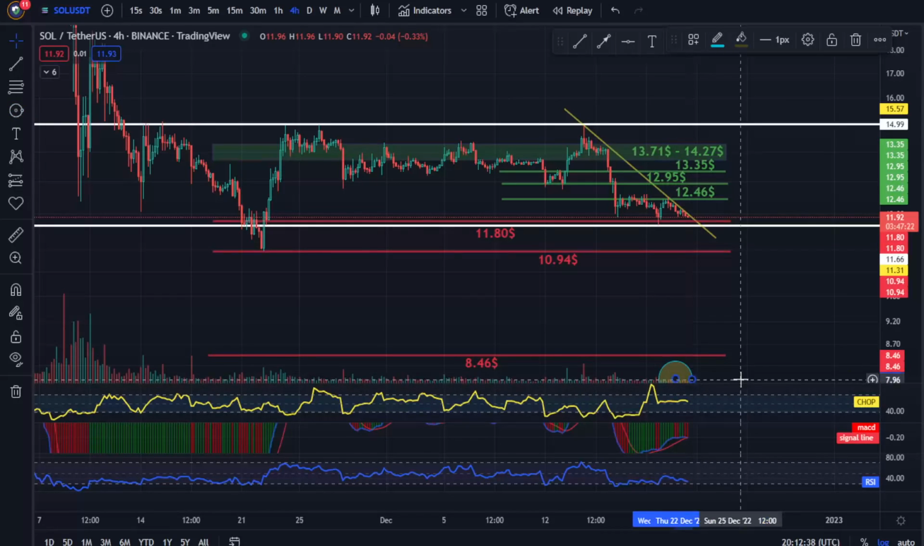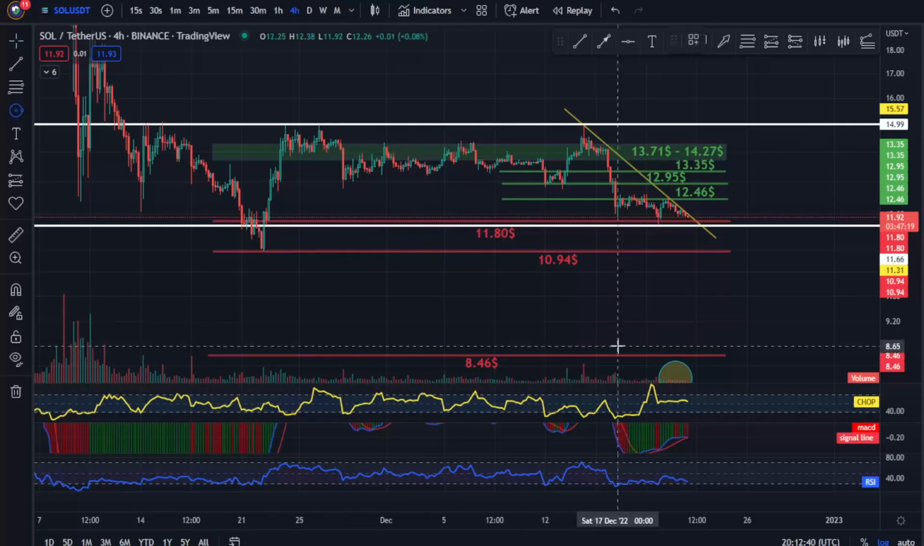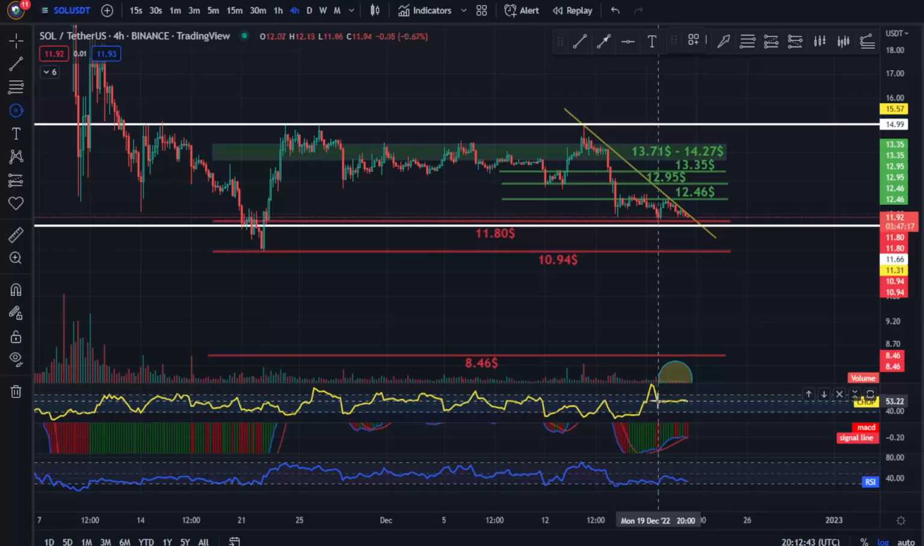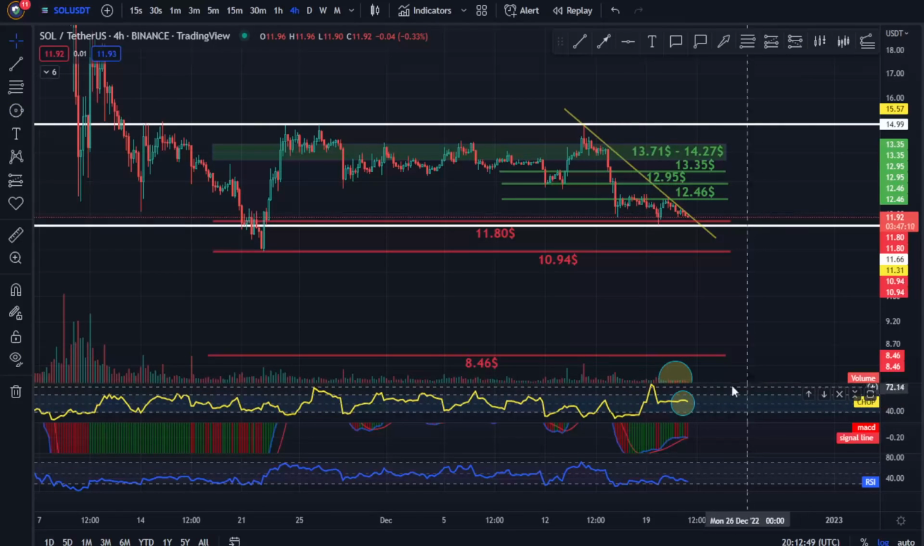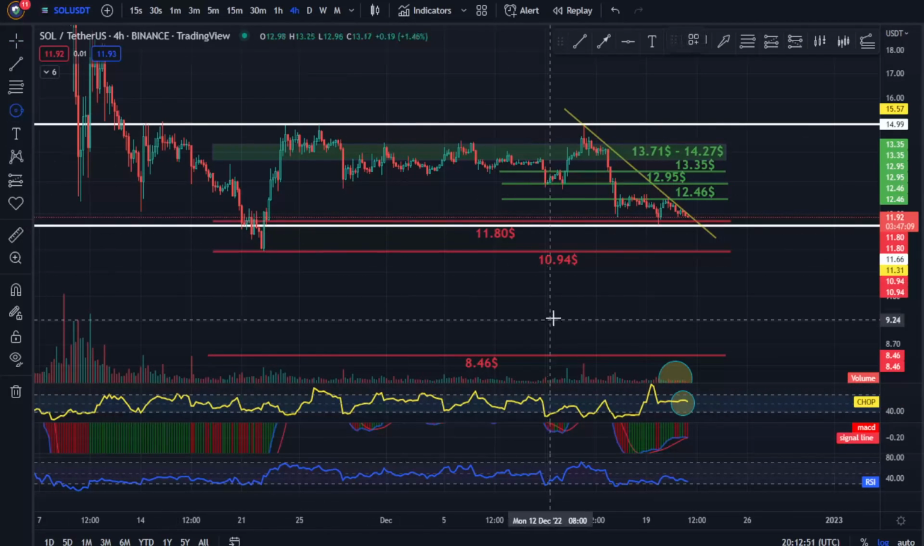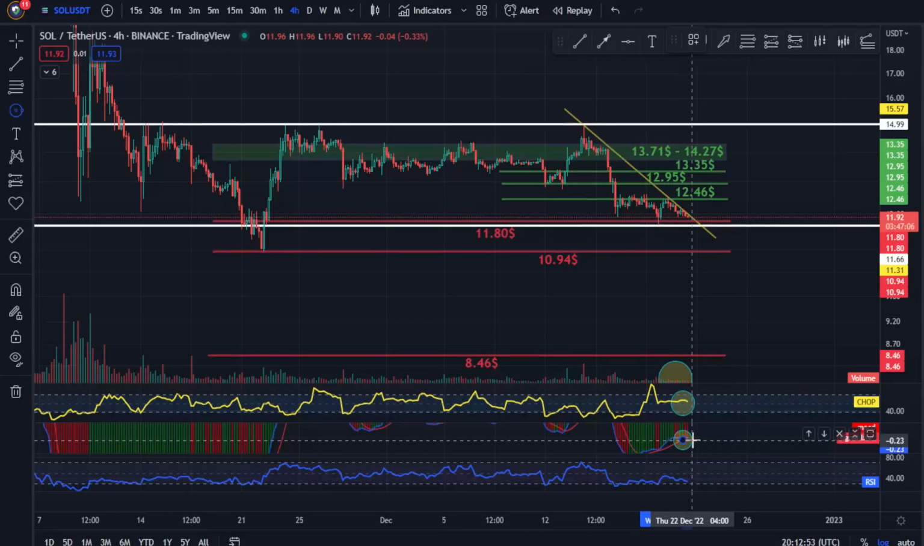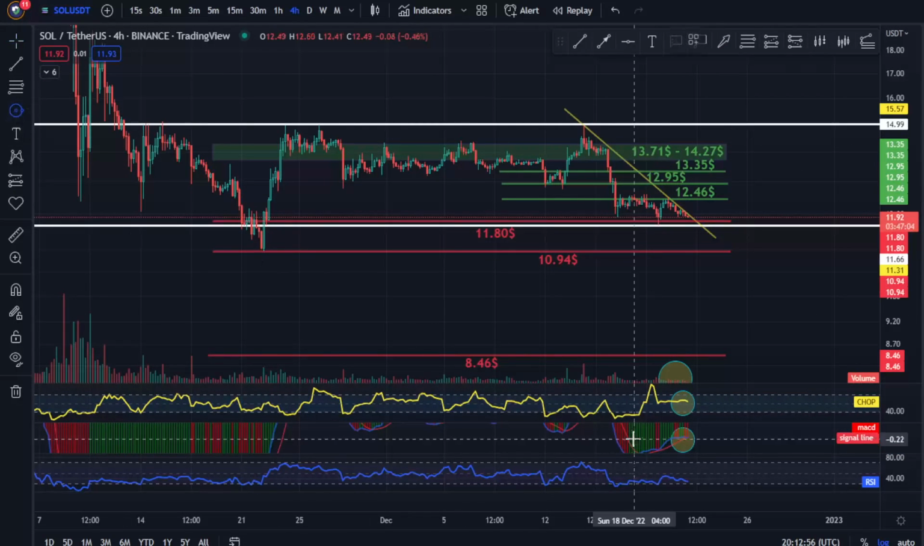Please look at the volume, which is very low with a slight advantage of sellers. The CHOP index indicates that some of the energy has been used, but there is still some for further movement. The MACD indicates that we are in a downtrend, while the RSI shows a rebound, which may indicate catching a breath and increasing the price.